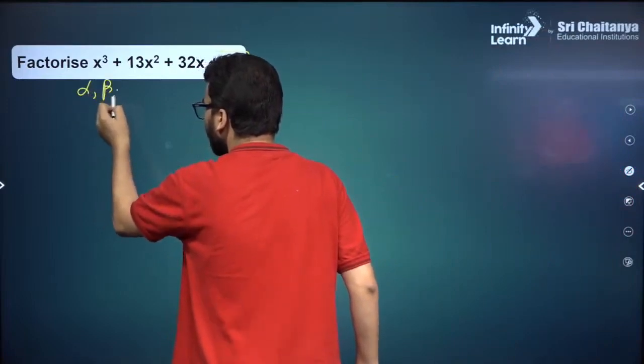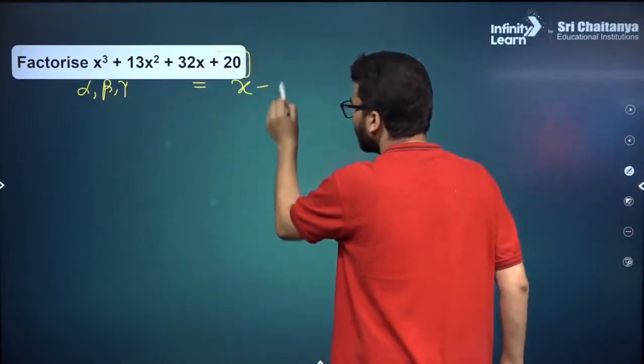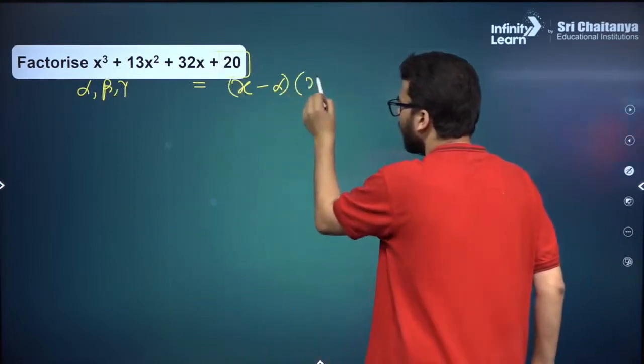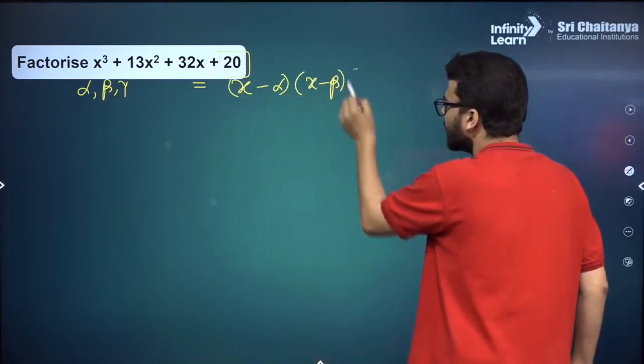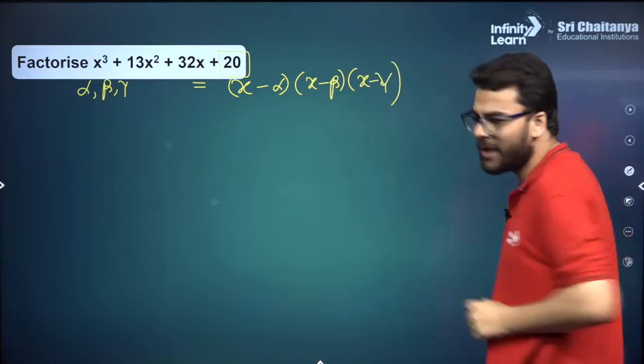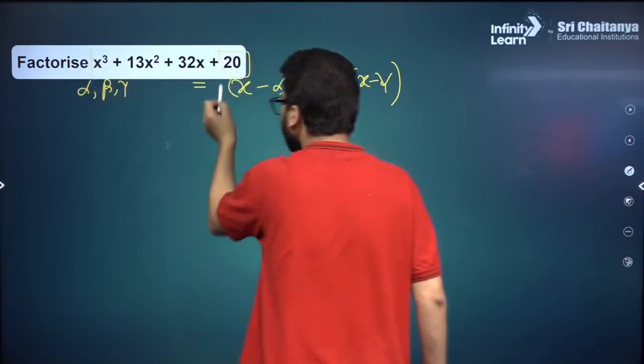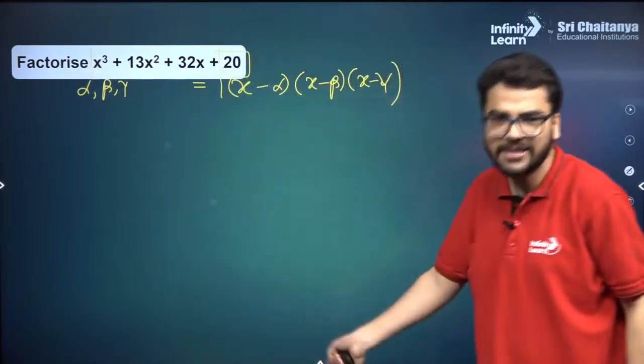Suppose alpha, beta and gamma are the zeros of this polynomial. So obviously this polynomial can be written like this, or not? Tell me. x minus alpha, x minus beta, x minus gamma. Yes or no? This polynomial can be written like this. And you see, the leading coefficient is 1, so over here as well only 1 is there.